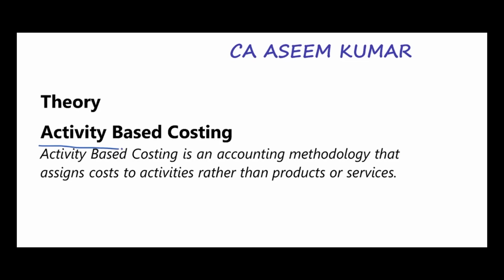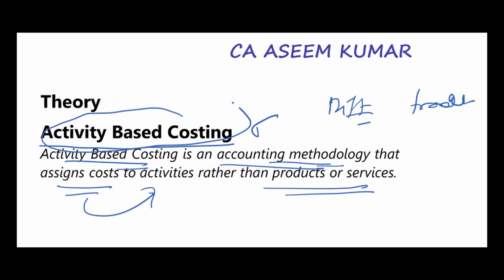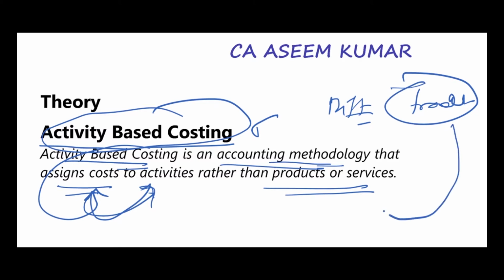Activity-based costing is basically an accounting methodology that assigns cost to activities rather than to products or services. The difference between activity-based costing and the traditional methodology is that activity-based costing assigns cost to activities, whereas traditional costing assigns cost directly to products and services. Now, next slide.